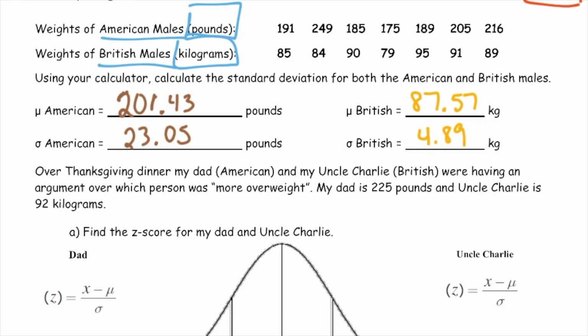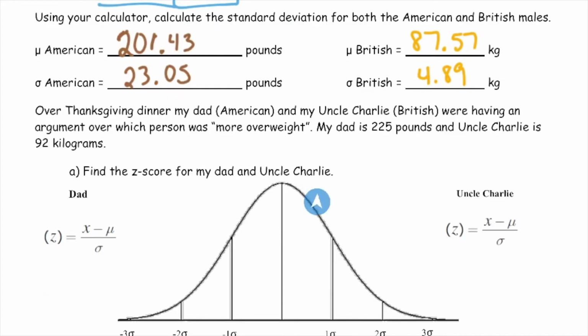So now we want to compare an American and a British guy. Over Thanksgiving dinner, American Dad and Uncle Charlie, who is British, were having an argument over who was more overweight. And you could literally just compare their actual weights if you convert from pounds to kilograms or vice versa. But we don't want to talk about which one is literally heavier. We want to talk about, as an American, is my dad more overweight than Uncle Charlie is as a British guy?